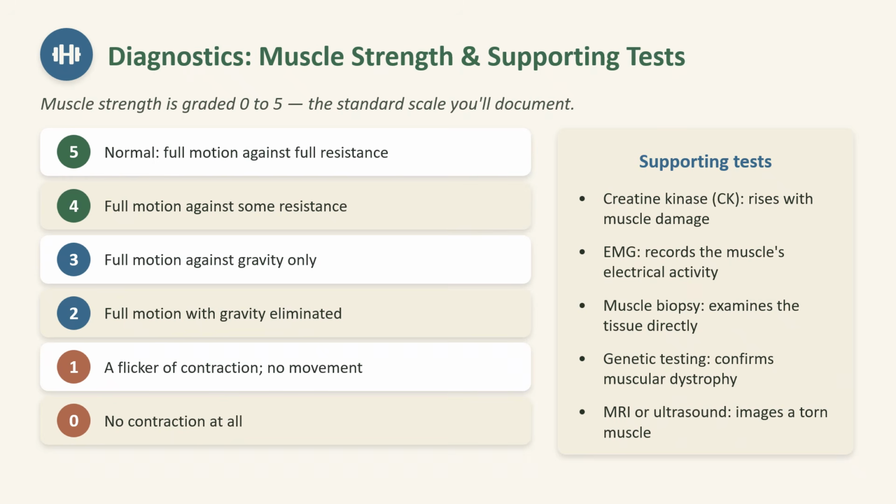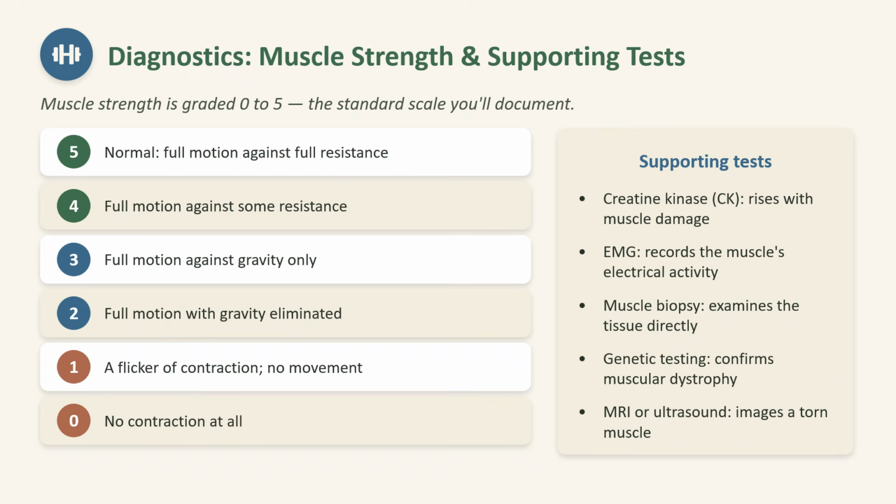The second core assessment is muscle strength, and this scale is worth memorizing because you will document it constantly. It runs 0 to 5. 5 is normal, full range of motion against full resistance. You push and they hold. 4 is full motion against some resistance, but they give way under strong pressure. 3 is full motion against gravity only. They can lift the limb, but it collapses if you press at all.